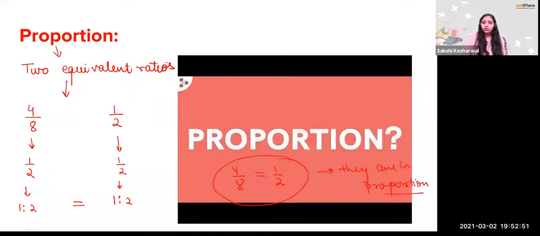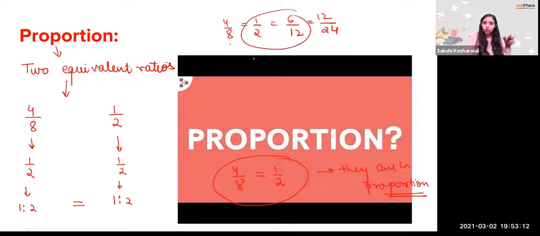If you see this, there are four quantities. I'm taking just a minimum of four quantities; you can take more of it, right? So if I write 4/8 is equal to 1/2 is equal to 6/12 is equal to 12/24, all of them are basically in proportion. But we take two equivalent ones at a time. We can take any two: these two, or these two, or these two. You can take any of it, right? So when we write about a proportion, there should be two equal ratios, two equivalent ratios. So you see that there are four quantities.